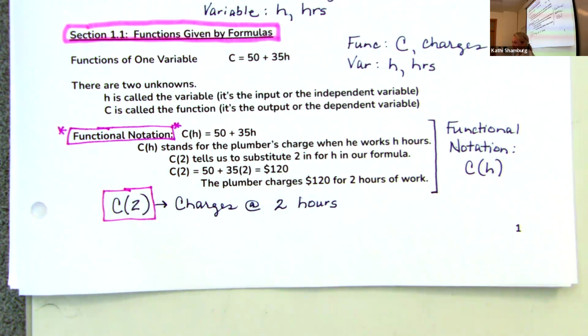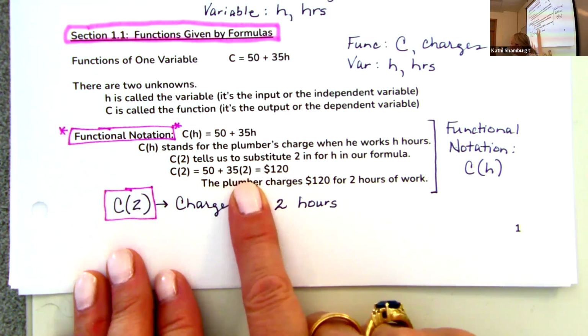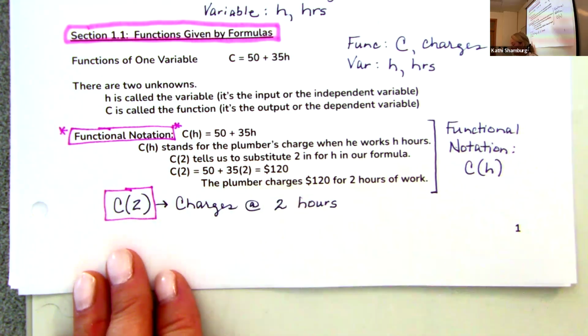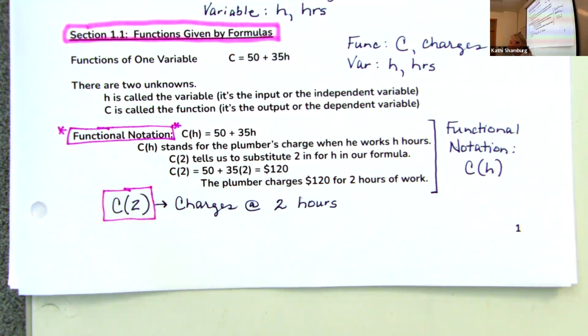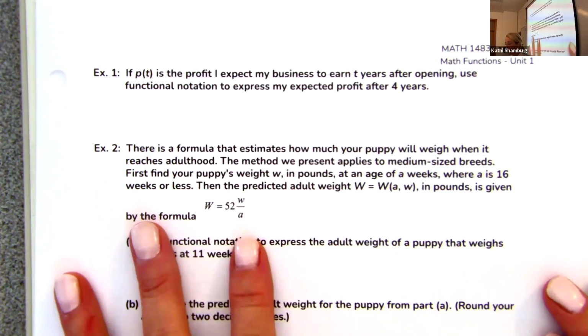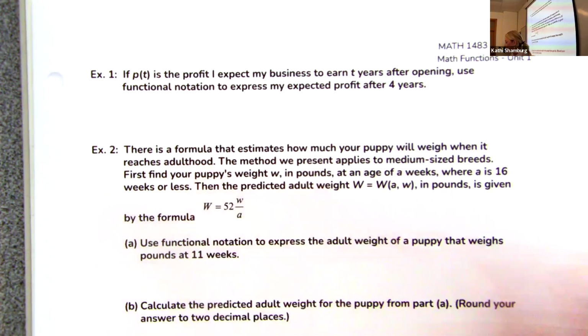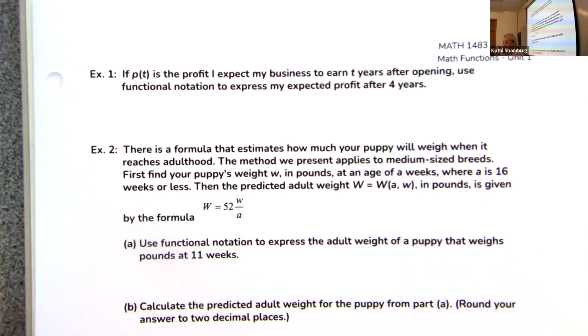Then if it went on and said calculate it, they actually did that here. They substitute 2 in for the H, they calculate it, so we would be charged $120. Okay. So the main things, and we'll be doing a lot of defining of it, is if I ask you for the function, you've got to know what I'm asking for. If I ask for the variable, you've got to know what I'm asking for. And if I ask for the functional notation, you've got to know what I'm asking for. Okay, so here's some examples. Here's the type of work that you would see.